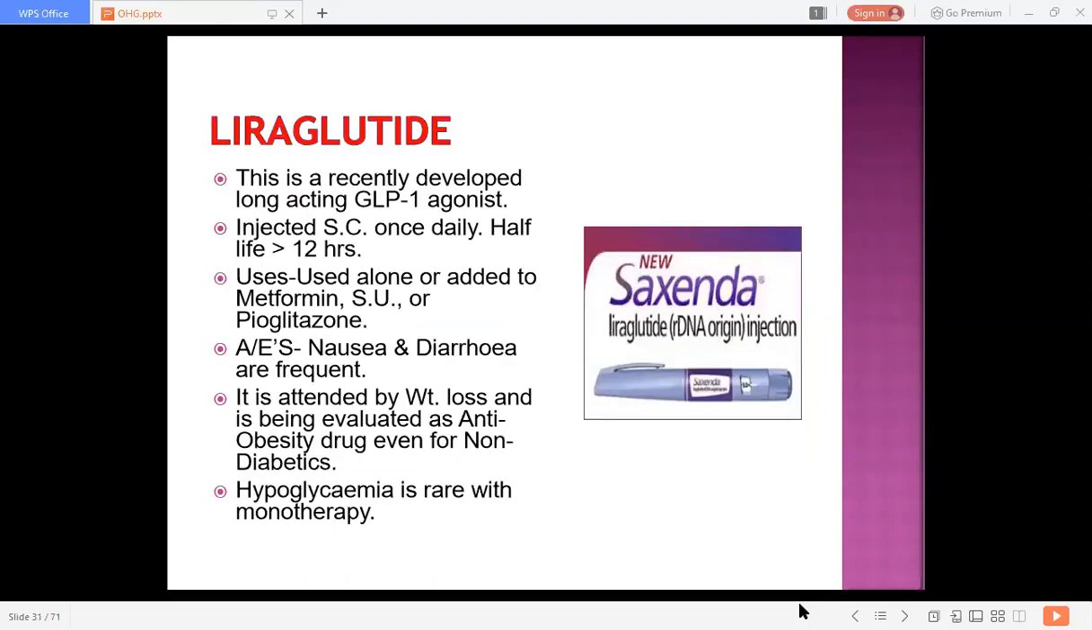Liraglutide is a recently developed long-acting GLP-1 agonist, injected subcutaneously once daily. Half-life is more than 12 hours. Used alone or added to metformin, sulfonylurea, or pioglitazone. Adverse effects: nausea and diarrhea are frequent. It is also used as an anti-obesity drug, even for non-diabetics. Hypoglycemia is rare with monotherapy.